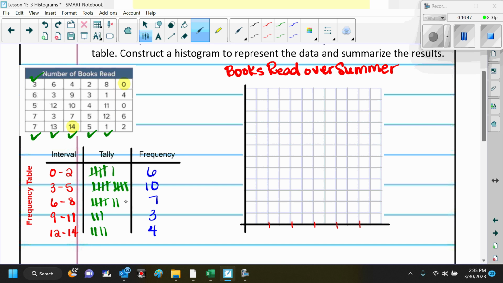Now, the intervals you write in between those tick marks. You don't write it on the tick marks. You go in between. So you're going to have 0 to 2 here, 3 to 5, 6 to 8, 9 to 11, and 12 to 14. And that goes right in there. Let's scooch that over a little bit.